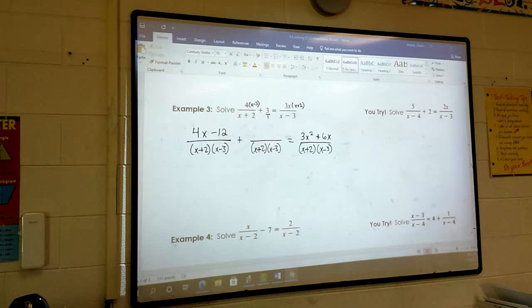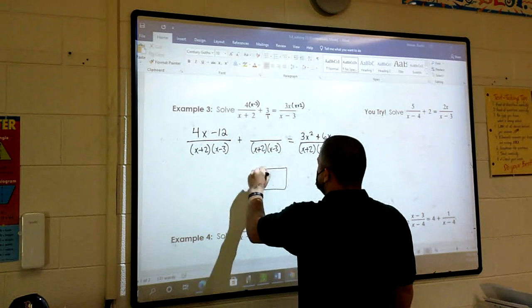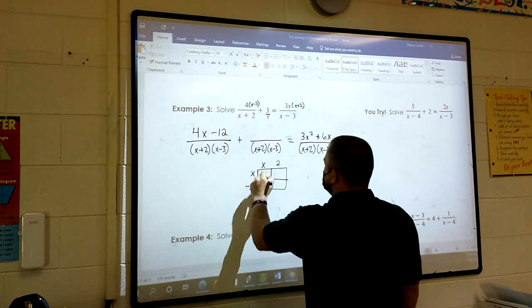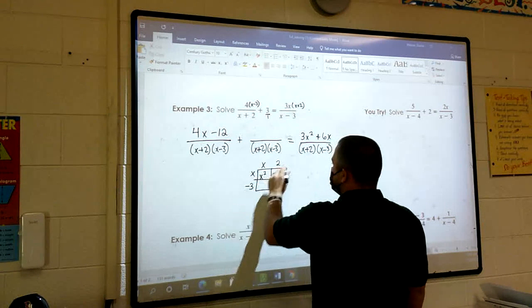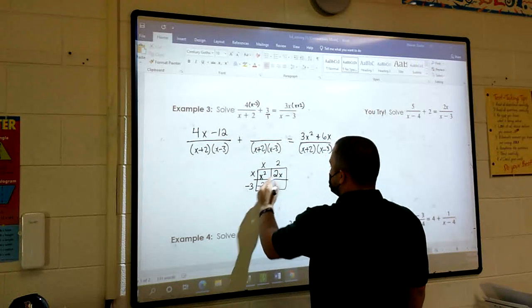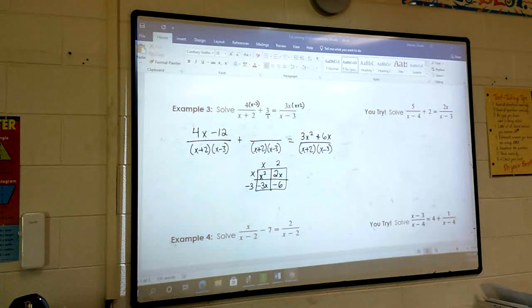Now that middle fraction, that 3, it's missing everything. So it needs x plus 2 and x minus 3. So to do x plus 2 and x minus 3, we actually need to do the box method. So x, 2, x, negative 3. X times x is x squared. 2 times x is 2x. X times negative 3 is negative 3x, and 2 times negative 3 is negative 6. So we do the box method to multiply those two together, right? Because it didn't have any of those. So I had to use the box method.